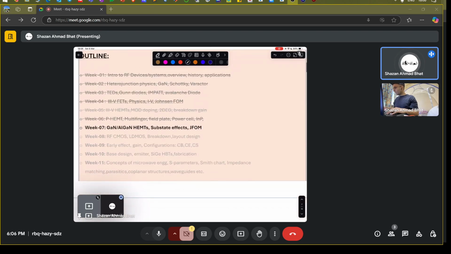This is week 7. We are into week 7, so we have progressed into this particular topic. Now we are going to move into GaN, AlGaN HEMTs. We're going to study substrate effects, something called Johnson figure of merit, and maybe N-polar and gallium polar devices, and then we are going to solve some questions.